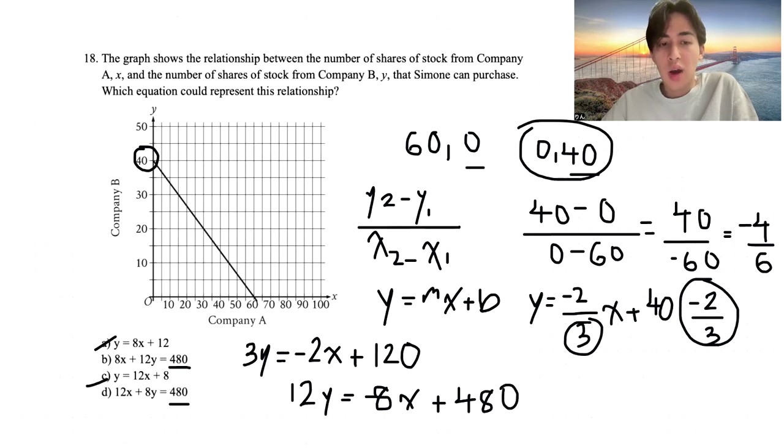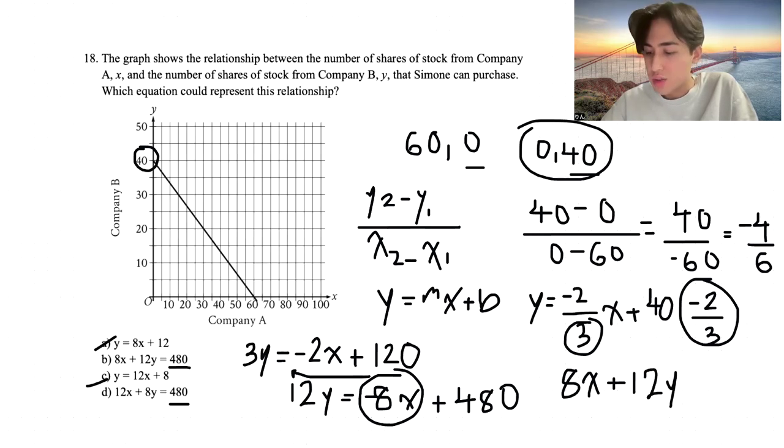Now, you want to do one more thing. You notice how the x and y are on the same side in the answer choices. That's what you want to do here as well. So we will move this negative 8x to the other side by simply adding it on both sides. So you're left with positive 8x plus 12y equals 480. That means your answer has to be B.